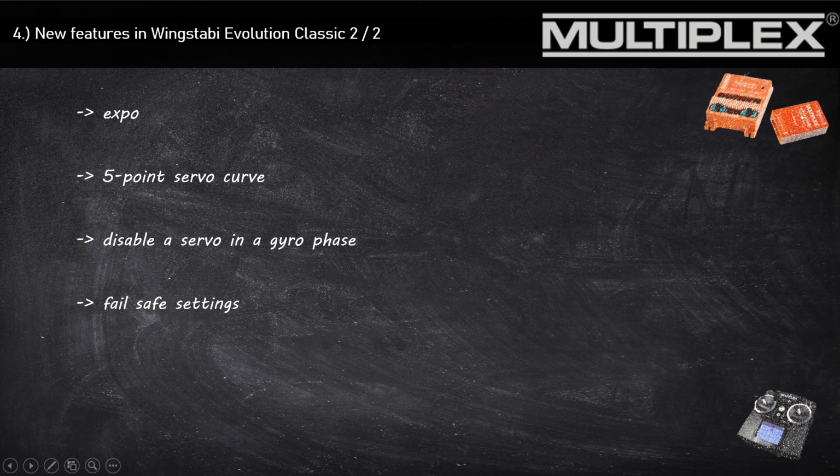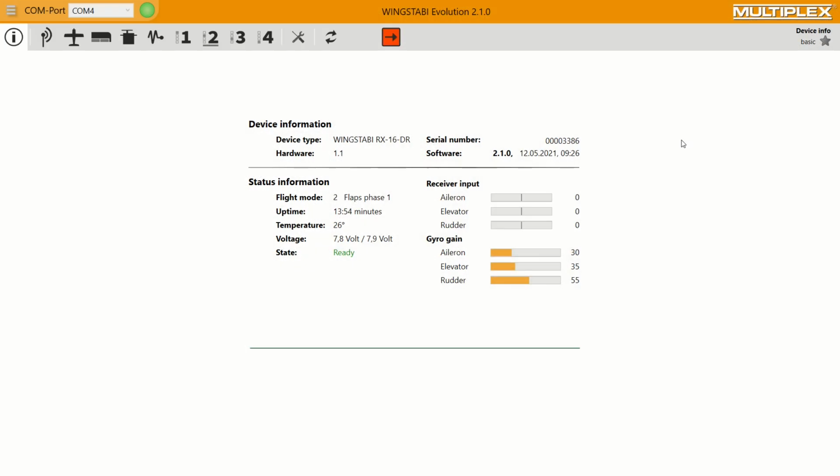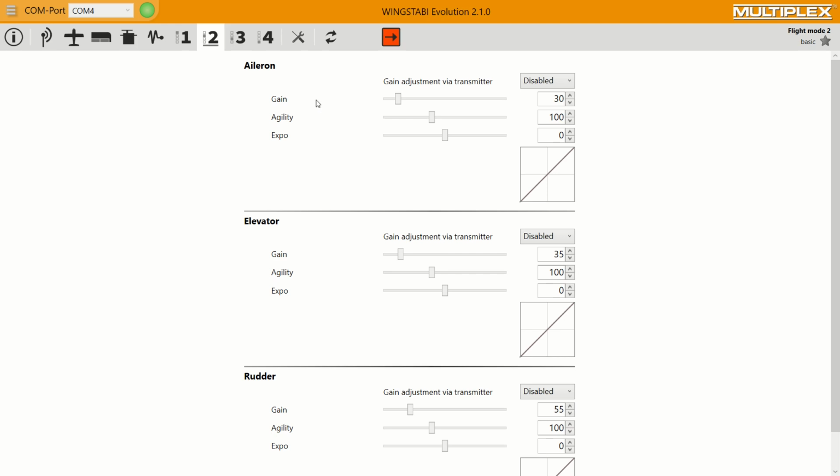At Wingstabi Evolution Classic, you also have the possibility to adjust your expo parameters directly at the Wingstabi. So you have the possibility to not adjust it at your transmitter, or you could do both, adjust it at the transmitter and at the Wingstabi, and then both of the expo curves overlay each other. To adjust the expo parameters at the Wingstabi menu, you just have to go to your flight mode, and then here you have your slider for your expo. If I move the slider, we see that the graph shows the curve of the expo.